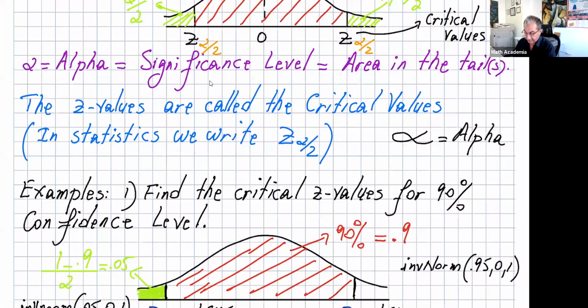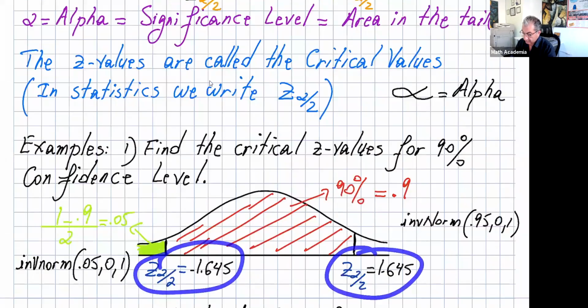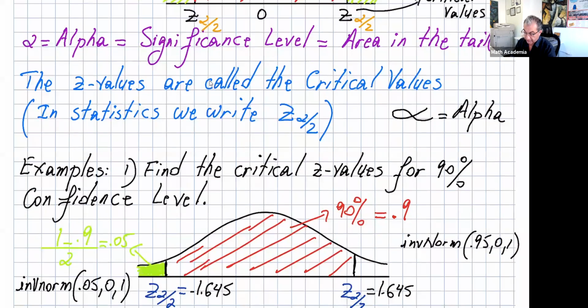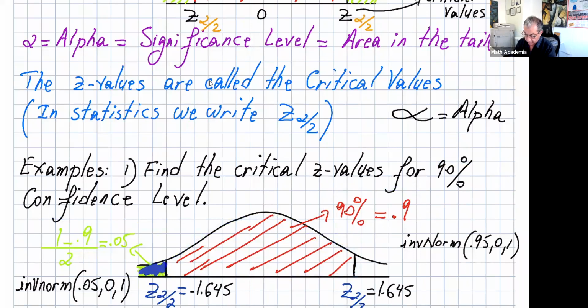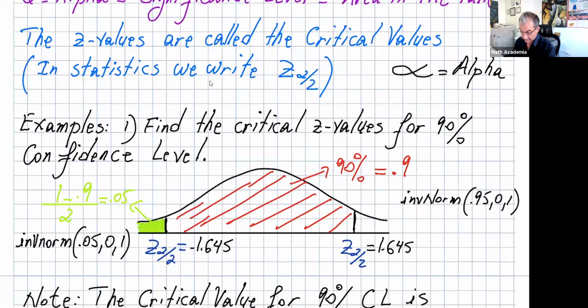Now let's do some examples. First, you need to be very comfortable in finding the critical values. So first example, find the critical Z values for 90% confidence level. To find that, draw the curve. 90%, we know it's the area right in the middle, but we need to know the area in the tail, or to the right of this value, in order to use our calculator. That area is 1 minus 0.9 divided by 2, because we have two of them.